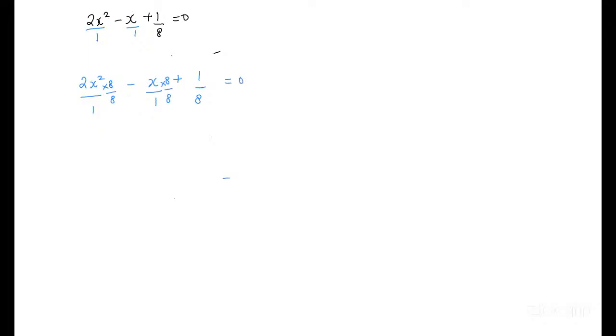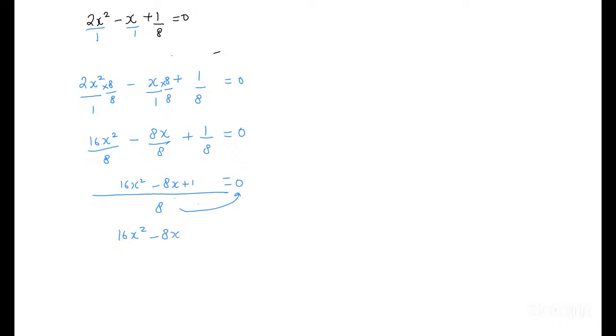So basically, what will I do? It will become 16x squared upon 8 minus 8x upon 8 plus 1 upon 8 is equal to 0. Then the denominator is common, so I will write this equation: 16x squared minus 8x plus 1 is equal to 0. This is the equation. So now when you get this equation, it is middle term splitting, simple like that.